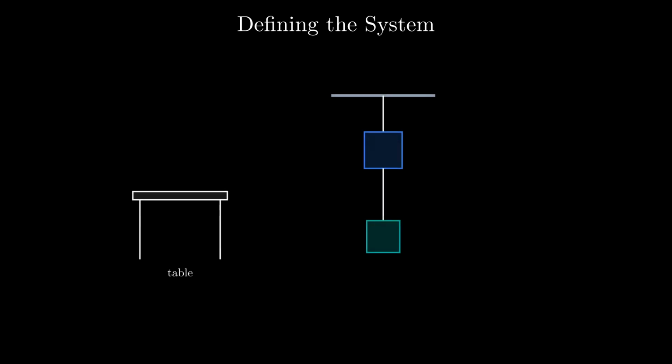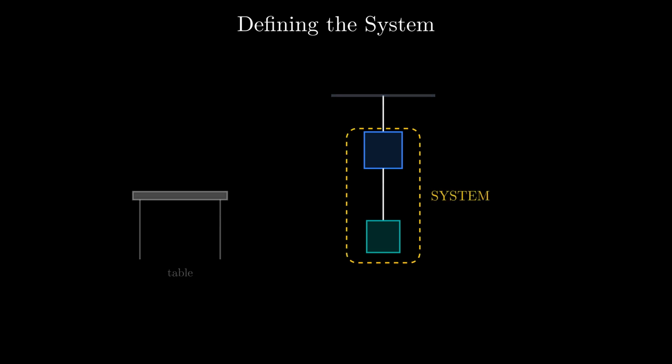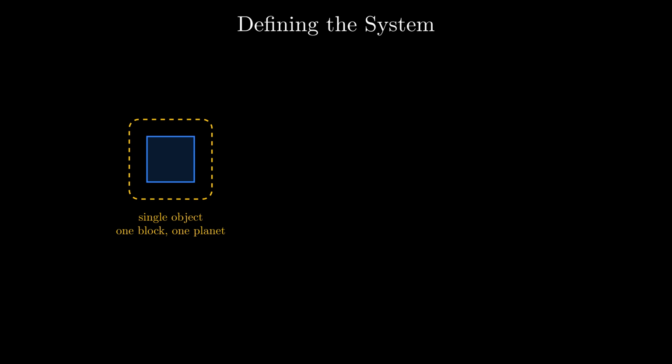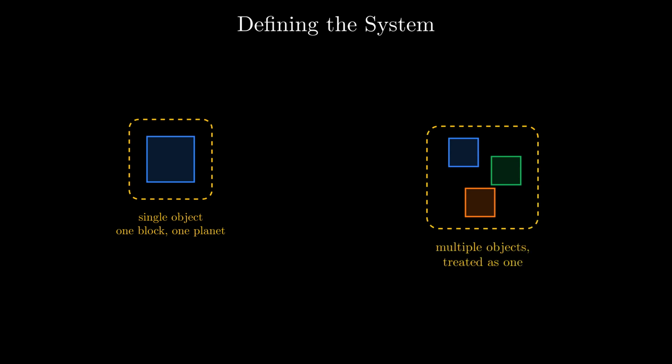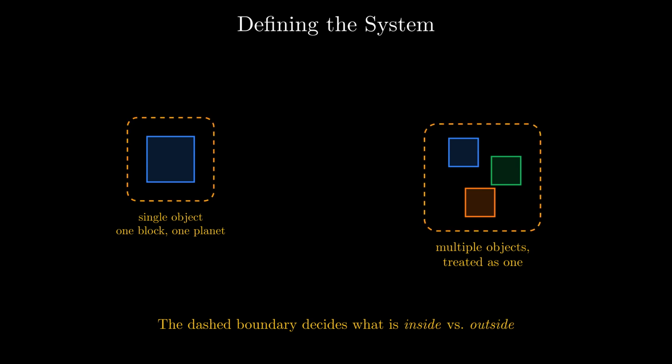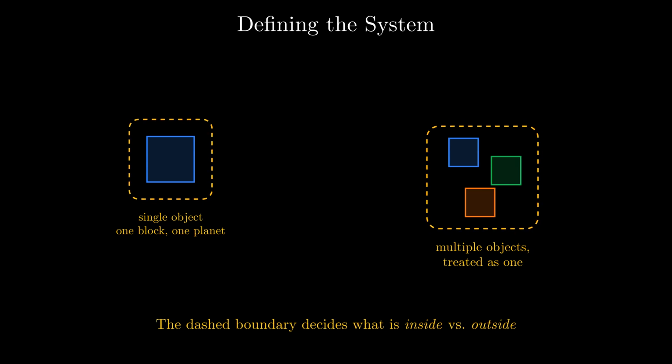Everything begins with a choice. Before we can describe any forces, we must decide precisely which objects we care about. That chosen collection is our system. Often the system is a single isolated object, one block, one planet. But it can just as easily be several objects grouped together and treated as one. Nothing counts as a force until we've drawn the boundary that says what's inside the system and what's outside.